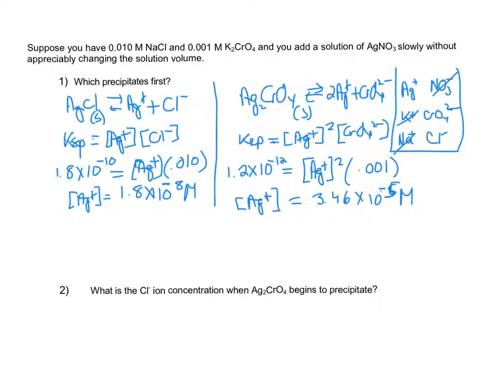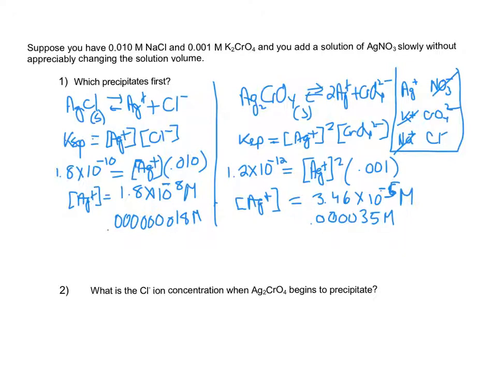Now let's think about this for a second. In order for this to precipitate, I only need my concentration of the silver ion to be as little as 0.000000018 molar in a liter. In order for the silver chromate to precipitate, I need my concentration to be 0.00003, let's say 5 molar. So this would precipitate at this concentration or anything higher. This would precipitate at this concentration or anything higher.